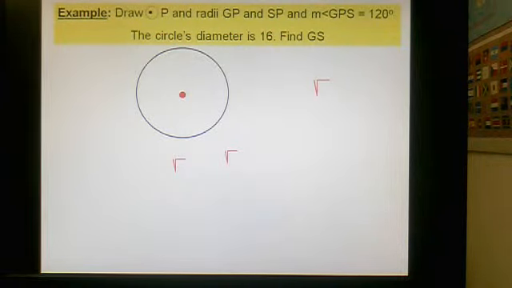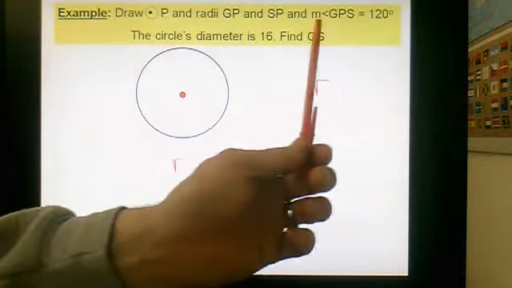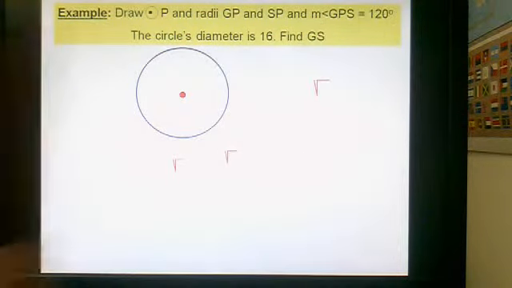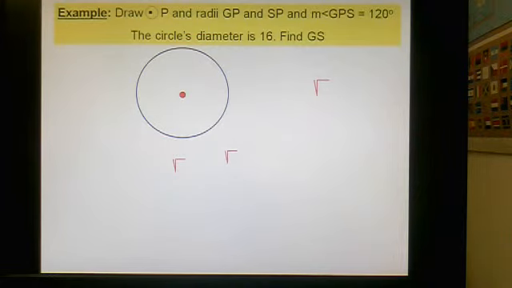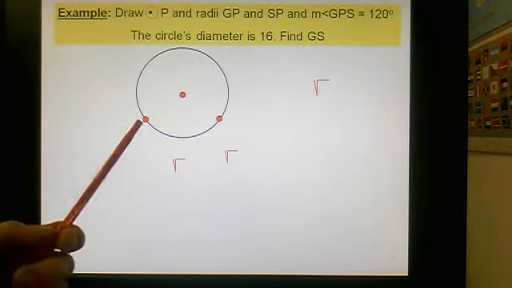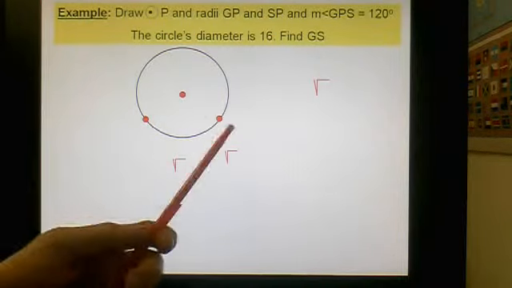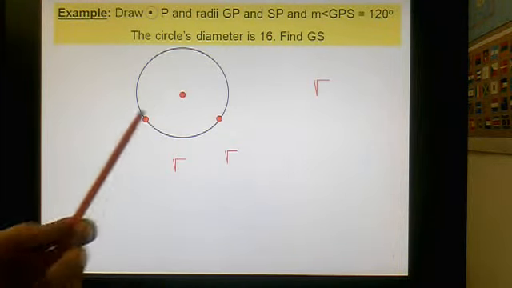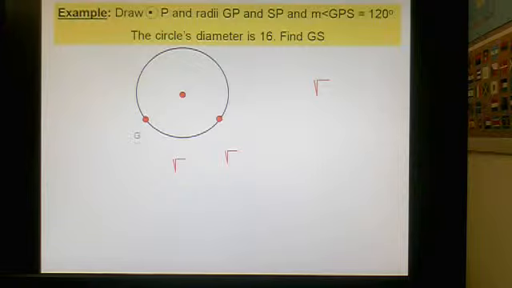So there's P. GPS is a 120-degree angle. So add G and S on there essentially. So this was G and this was S. You'd have GPS. You want this to be an obtuse angle. You want it to be a little bigger than 90. You want that to look like it's around 120.